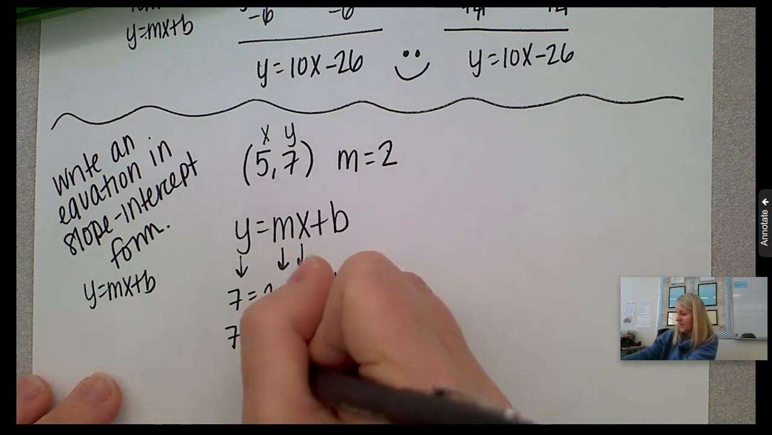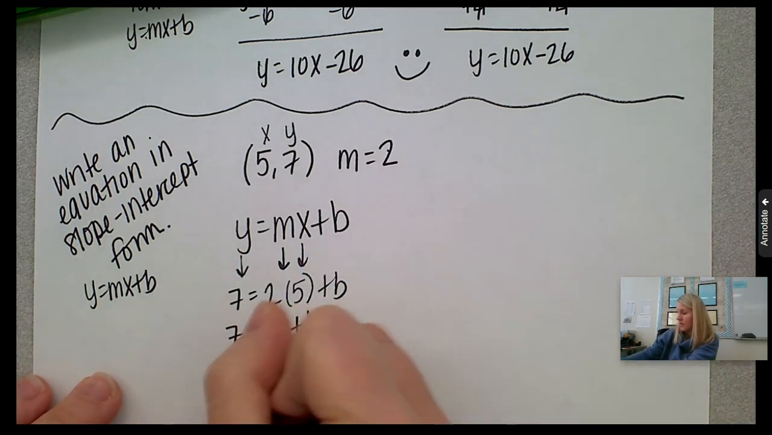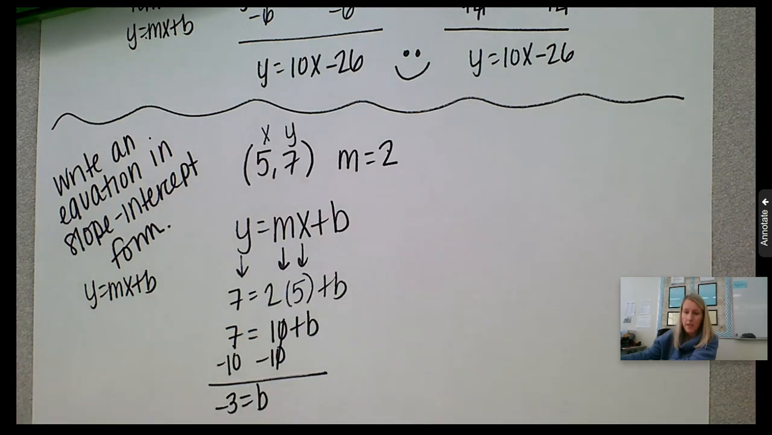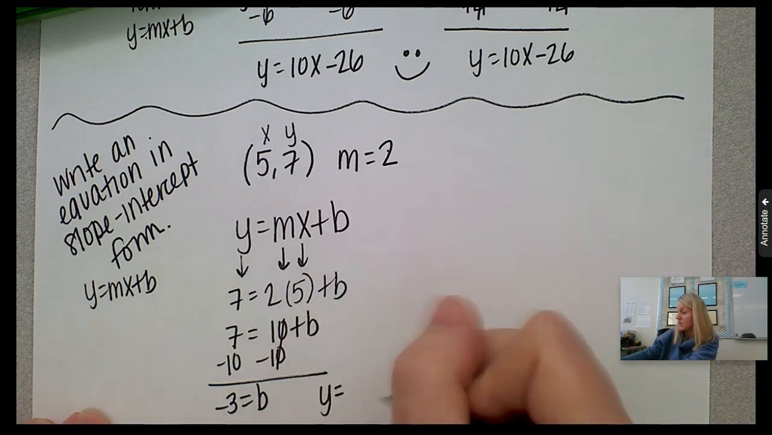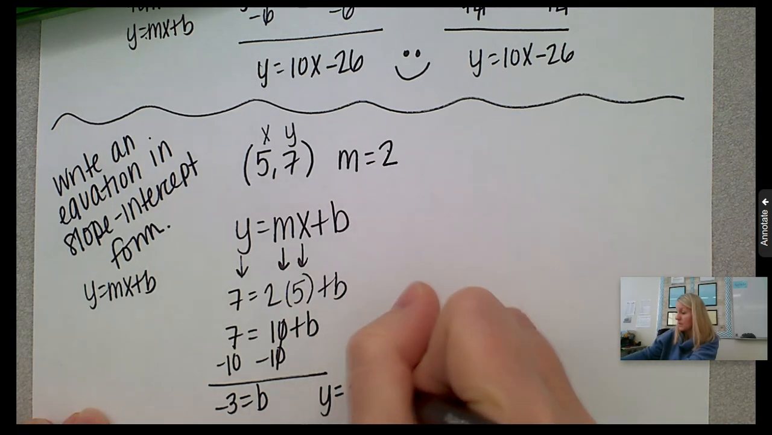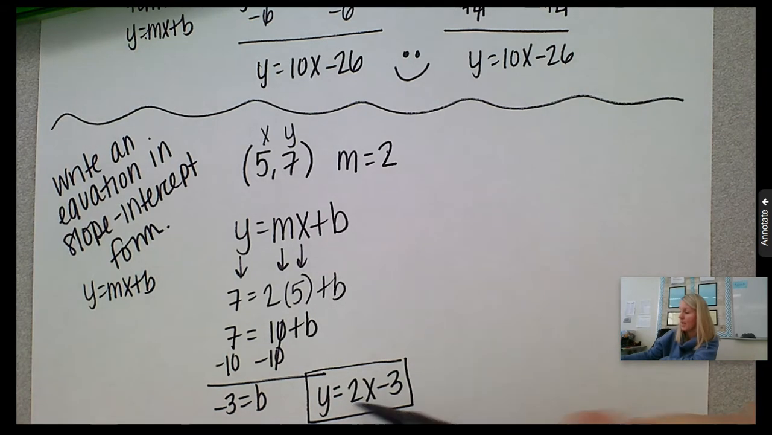And then you have to get b by itself. -3 equals b. And then you actually have to write the equation. So the equation would be y equals, the m is 2, so 2x minus 3. So for the equation, you just plug back in m and b. So that's probably the way that a lot of you did it last year.